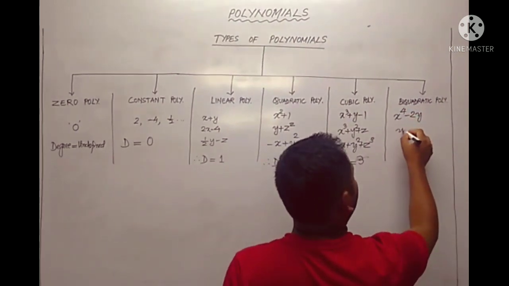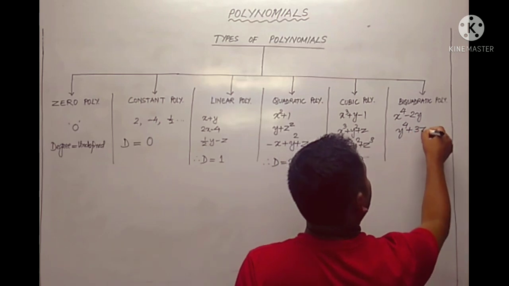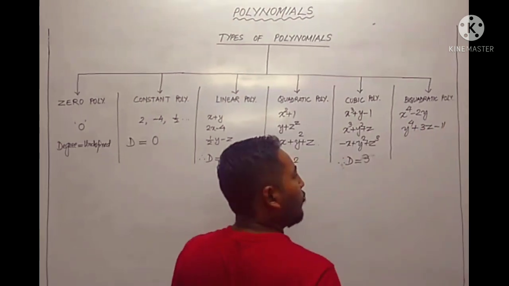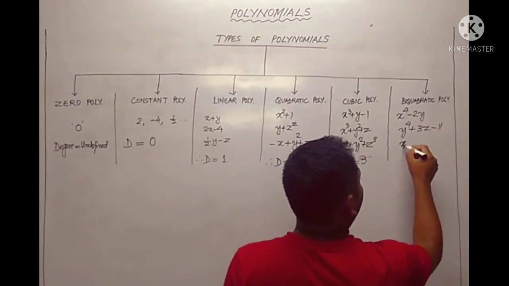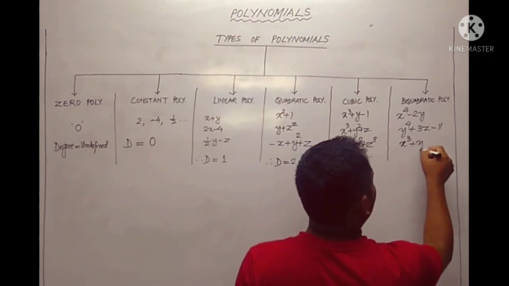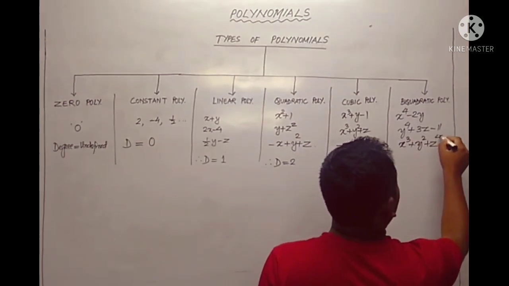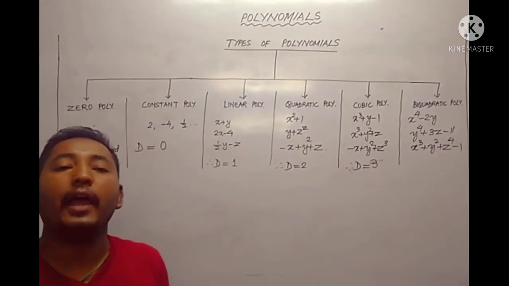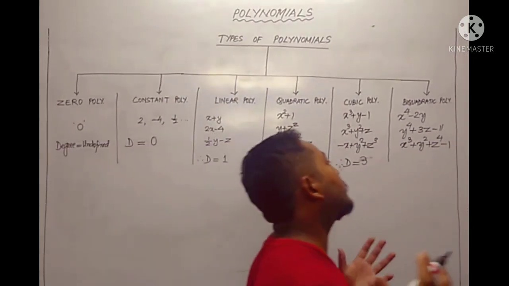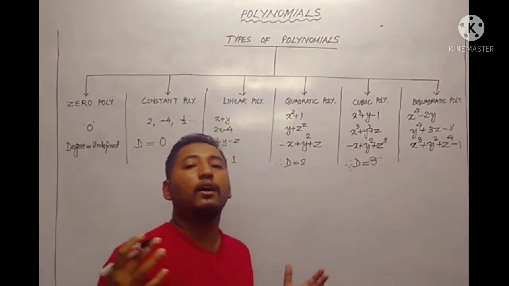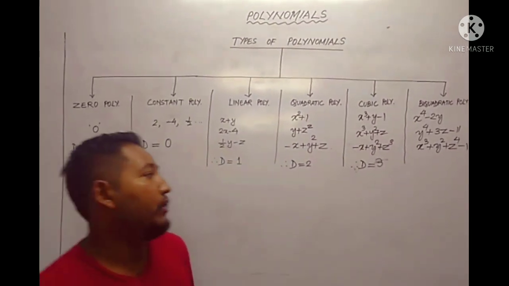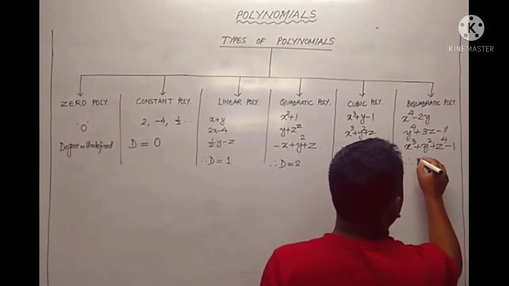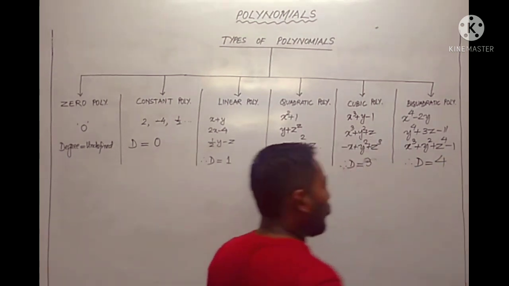One more example: y to the power 4 plus 3z minus 11. One more example, you can give anything: x cube plus y square plus z to the power 4 minus 1. You have to check the highest power. If the highest power is 4, it is a biquadratic polynomial. So therefore degree here will be 4.